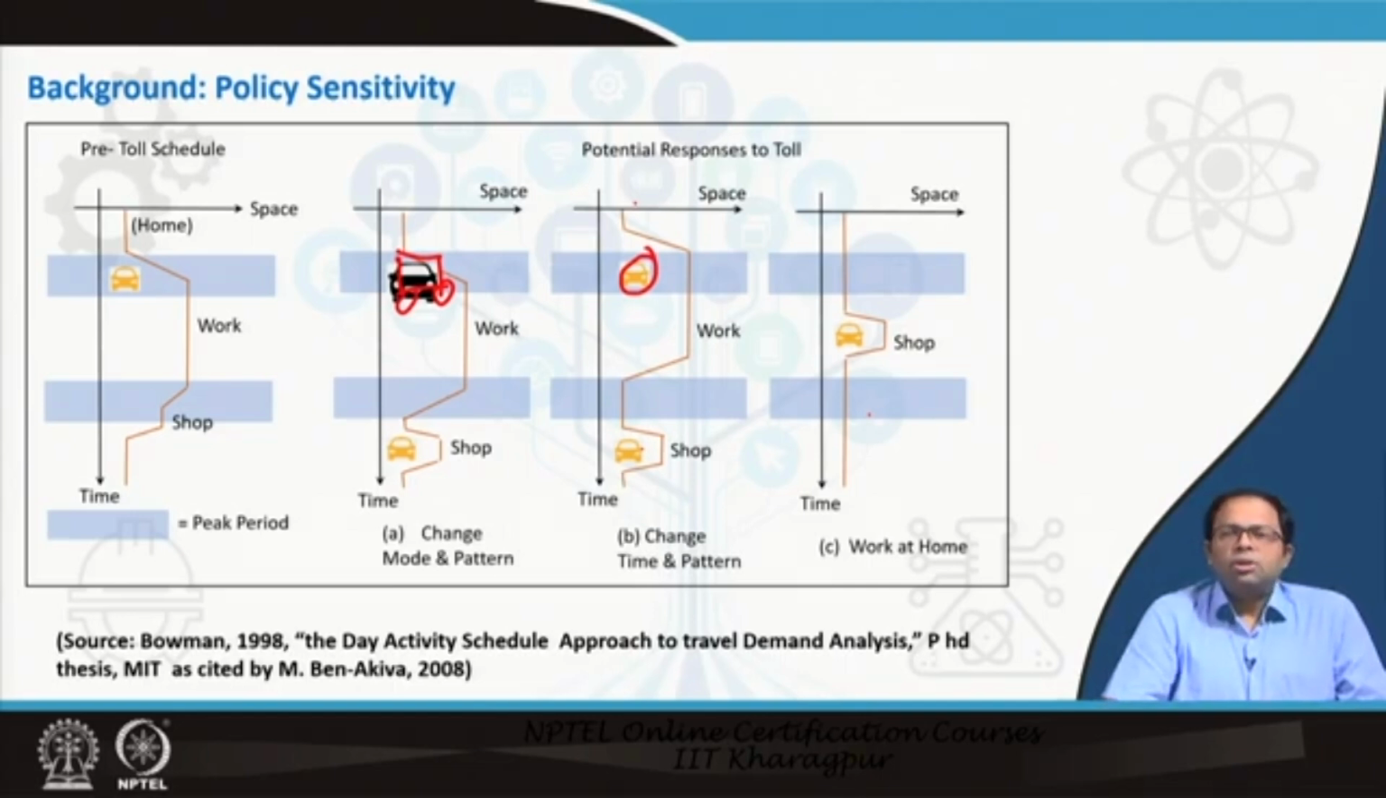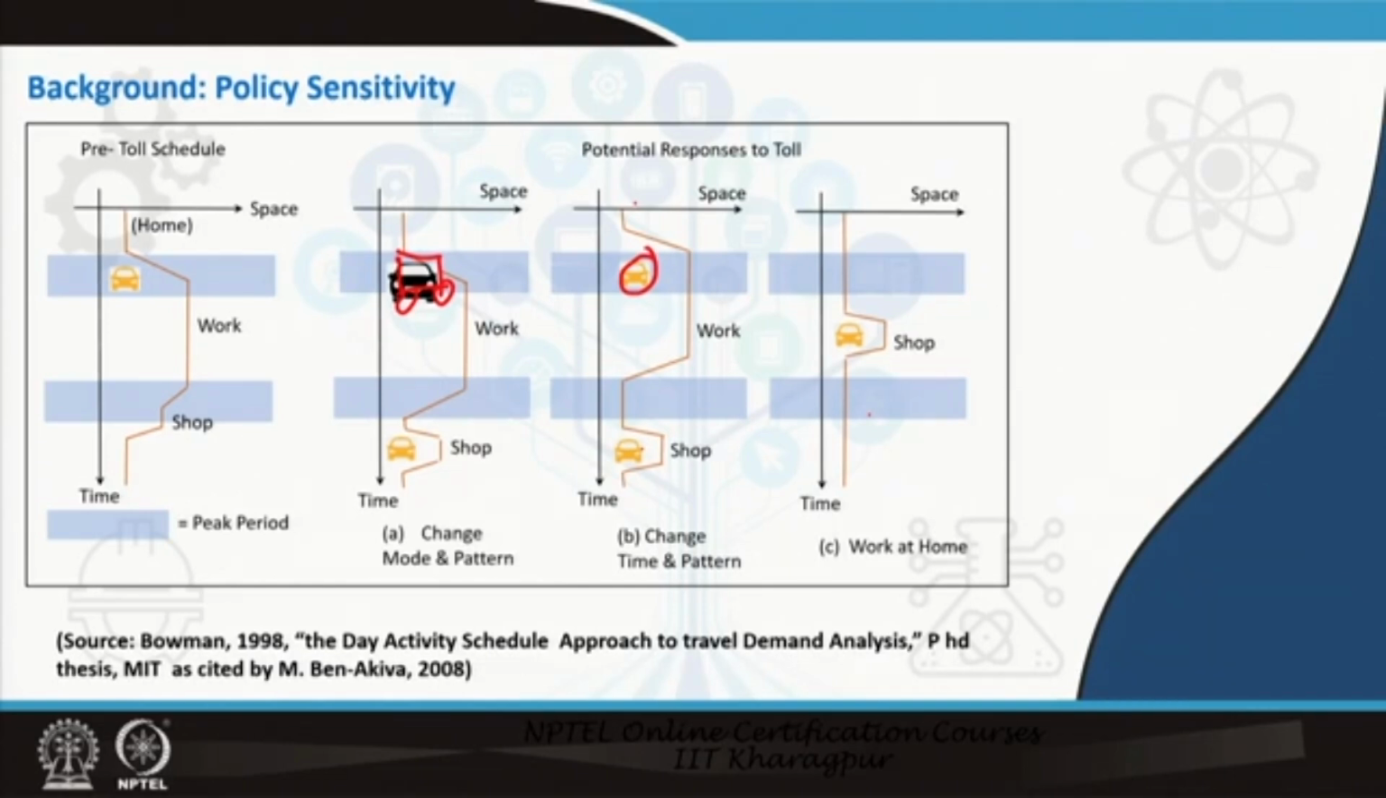So it is not possible to model this using a four-stage trip generation model. Unless I have an idea about how activities are scheduled for the day, only then can I determine this kind of response.